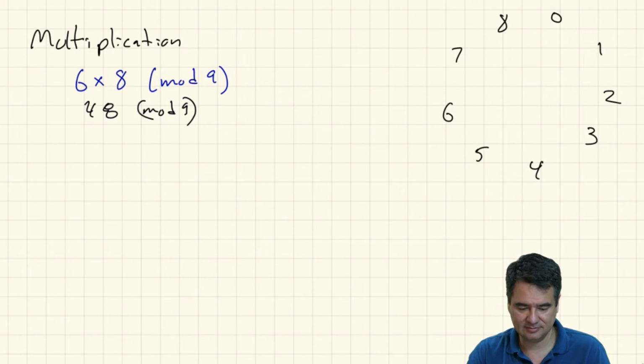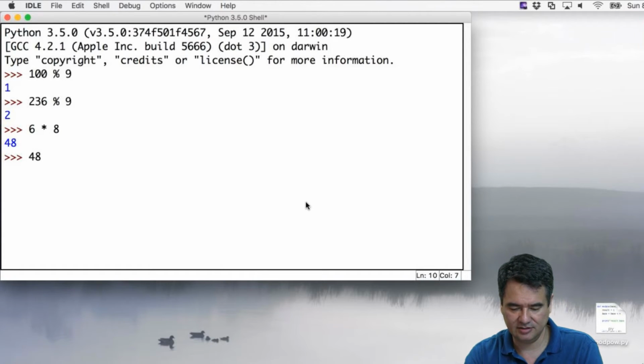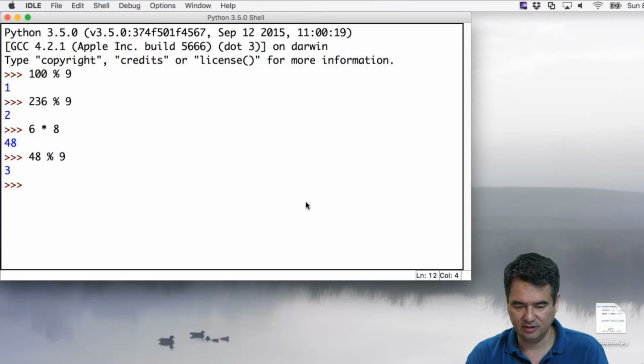Mod 9. So we go 48 mod 9, and we end up with 3. Okay, so 6 times 8 in modular 9 is actually 3. But what if we want to multiply much larger numbers together?